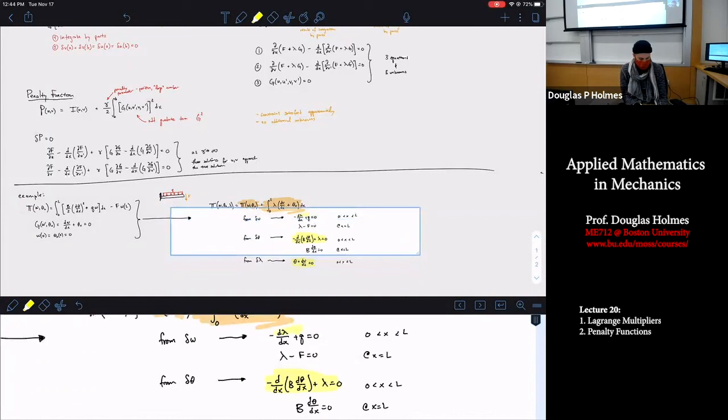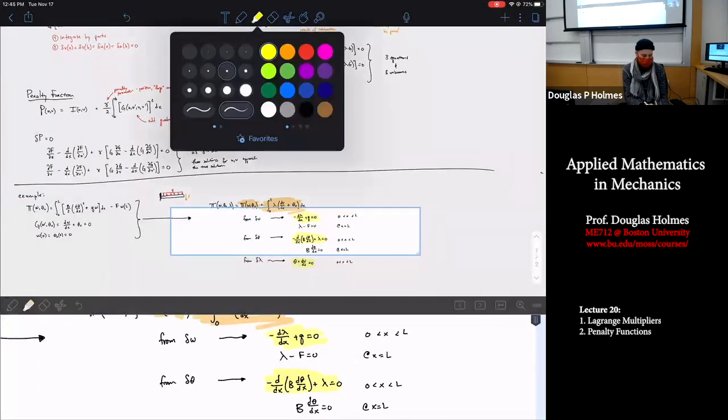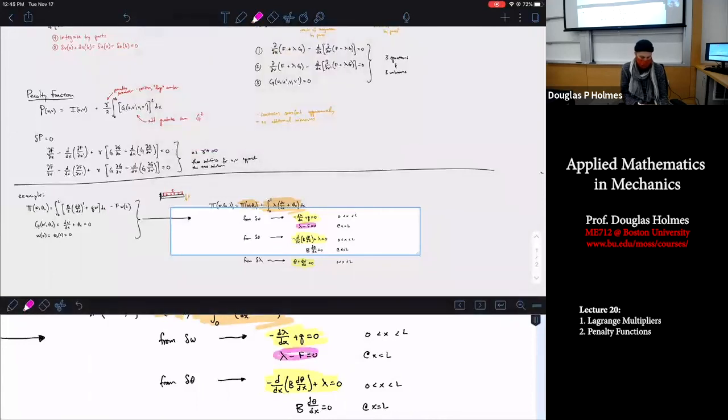This one should look a little bit weird. What do you do with it? Well, the important takeaway here is this term here, which tells us that our Lagrange multiplier is the shear force. Let me physically explain what this means.